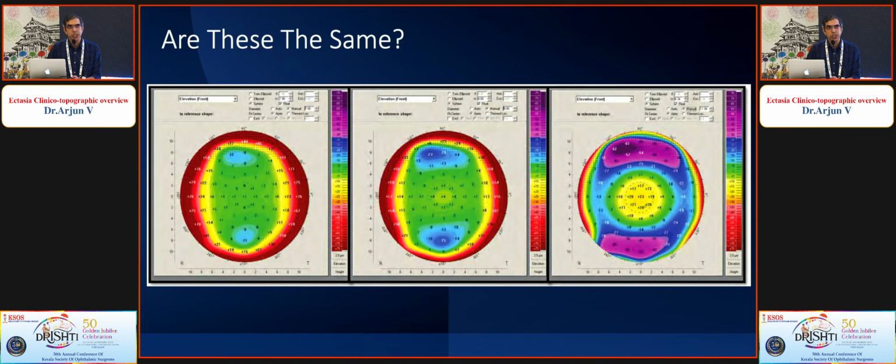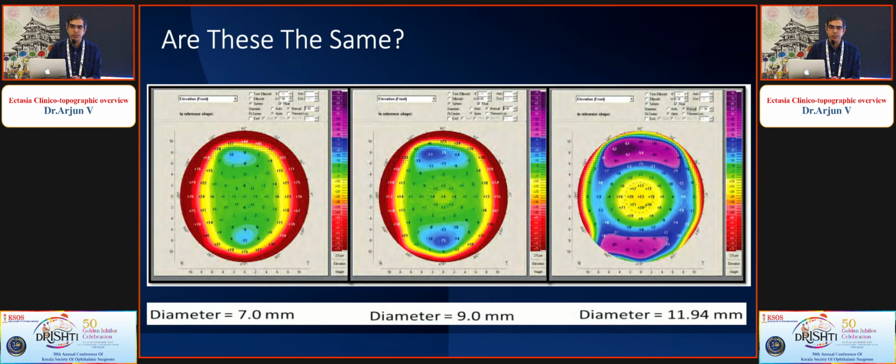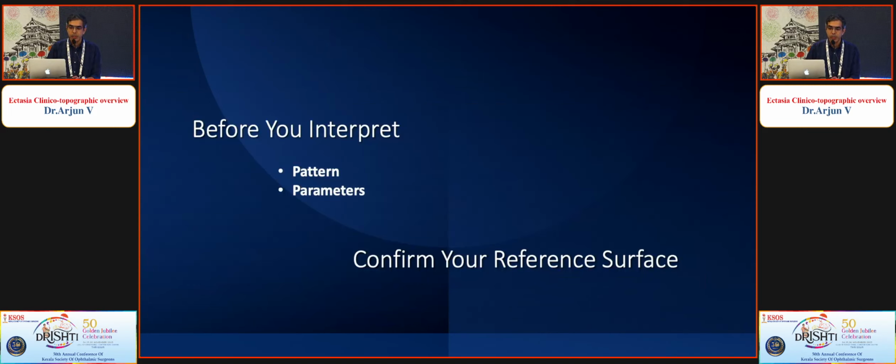One more thing you can change in present generation devices is the diameter. This becomes important when you're dealing with a peripheral ectasia, because in such cases you require more than 8 millimeter, 12 millimeter maps to identify the peripheral thinning as well as the peripheral keratometric powers. So this is the overview you have to see. And now you can go for interpretation.